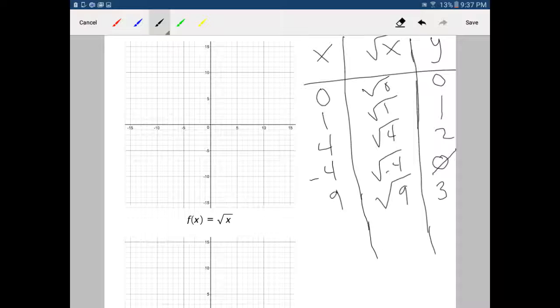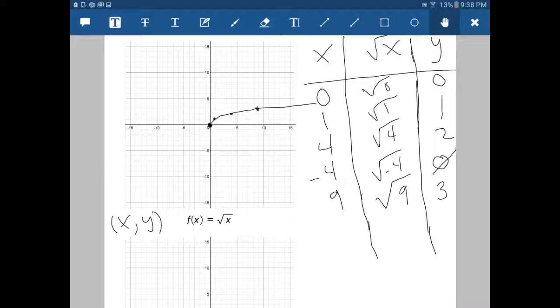Okay, now let's graph this thing. 0, 0. Remember, we do x, y. So 0, 0, that's going to go right there. And then 1, 1, that's going to go right there. 4, 2, right there. -4, empty set. Can't graph that one because it doesn't actually exist. And then 9, 3, that's going to go right there. This is our first one that's not a line. It's actually a curve, and it looks something like that, right? It's kind of curves up there like that. Go ahead and save it.